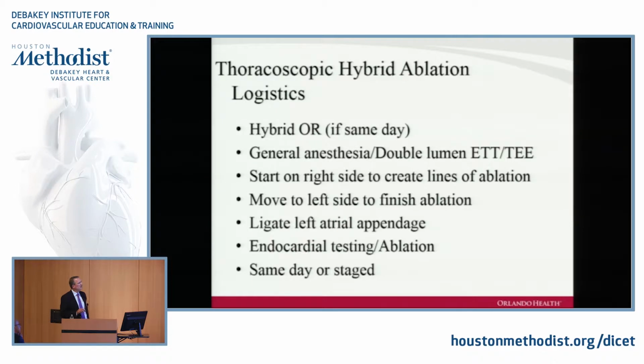We'll start on the right side to create the lines of ablation that I just told you about, pulmonary vein isolation and those connecting lines. We'll move to the left side to finish the ablation, ligate the left atrial appendage, and then allow our EP colleagues to perform endocardial testing and ablation as needed.